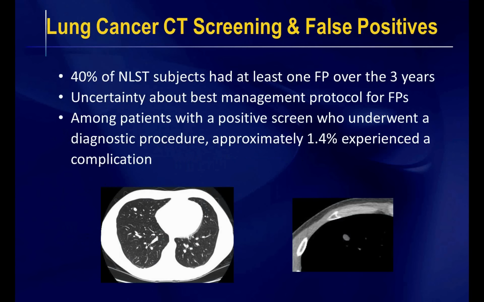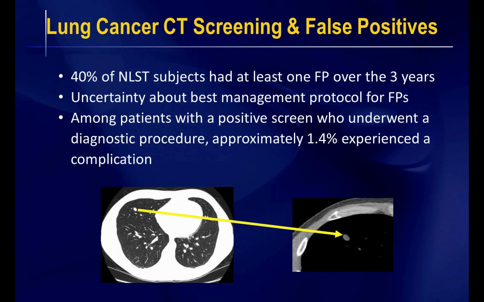The major question that Lung-RADS was trying to address, in addition to providing structure, is how do we manage positive screens? In the NLST, over the 3 years of the trial, 40% of subjects had at least one positive screen within 3 years. In an earlier Mayo Clinic lung cancer screening trial over 5 years, 70% of people had at least one positive screen in the 5-year time period. Structured reporting will address the positive screen rate as well as the uncertainty about best management protocols for positive screens. While certainly there may be complications from invasive procedures that are necessary for tissue sampling and diagnosis, the complication rate from invasive procedures in lung cancer screening is quite low at approximately 1.4%.